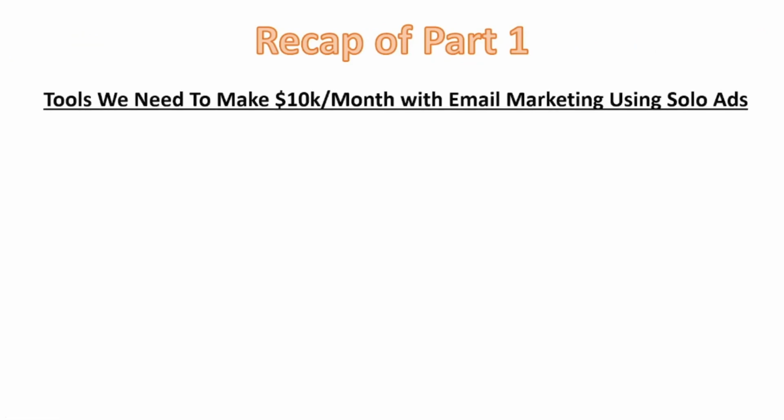Okay, the very first thing that we should do is to recap what we discussed in part 1 of this entire tutorial training series, which is the tools that we need in order to make $10,000 per month with email marketing solo ads. So generally, there are 3 categories of tools that we need. The very first will be the funnel building software, which is none other than Leadpages.